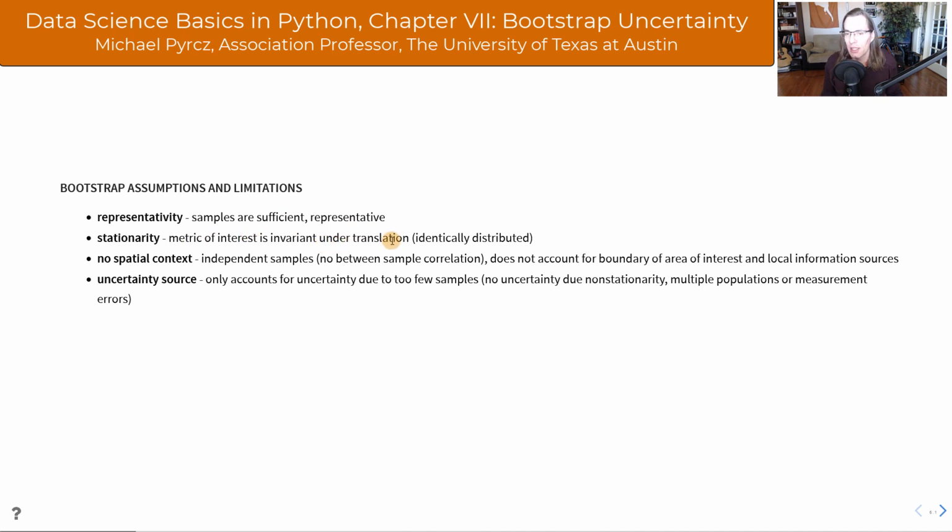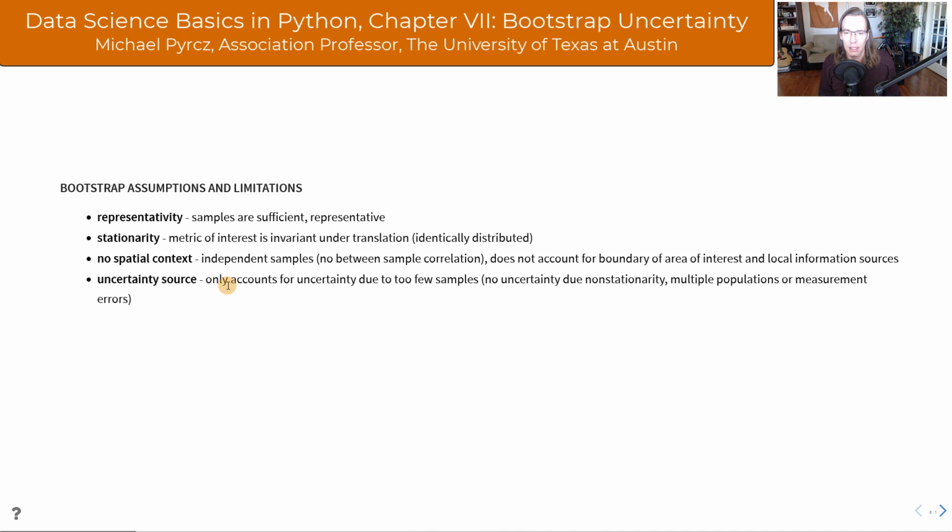Stationarity. The metric of interest is invariant under translation. If you're working with spatial data, you're assuming it's the same everywhere. This is the identically distributed part of IID. No spatial context. Independent samples. That is the I part of IID. There's no correlation between each one of the data values. It does not account for the boundary of the area of interest, or any local information sources you may have. Nope. There's no spatial context whatsoever. If you want spatial context, we need to use spatial bootstrap, the Journel method I mentioned before.